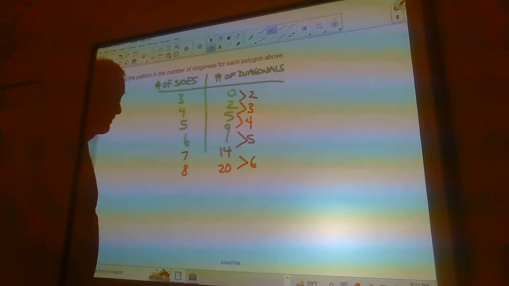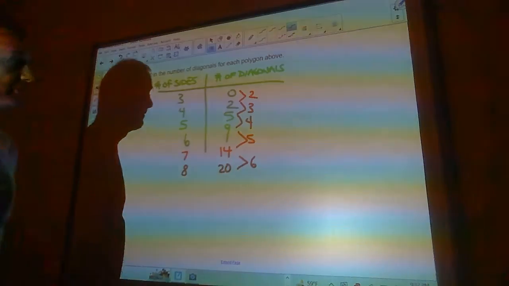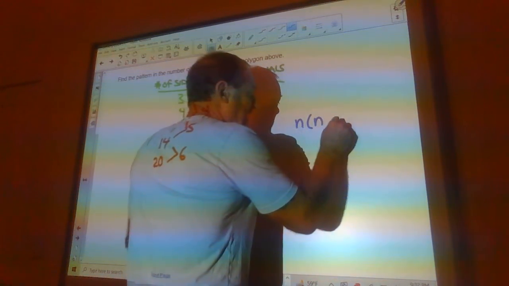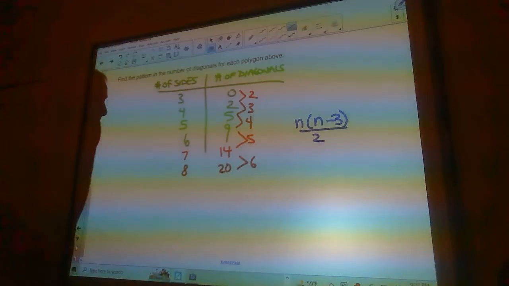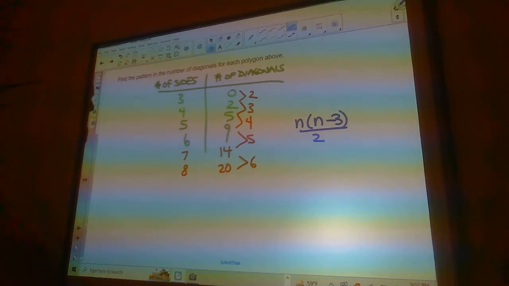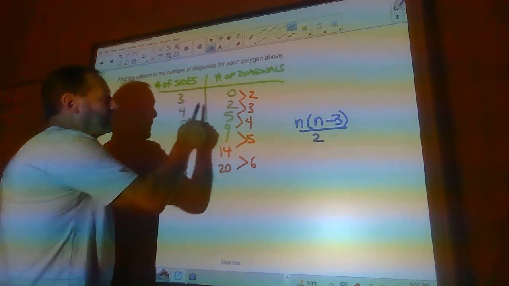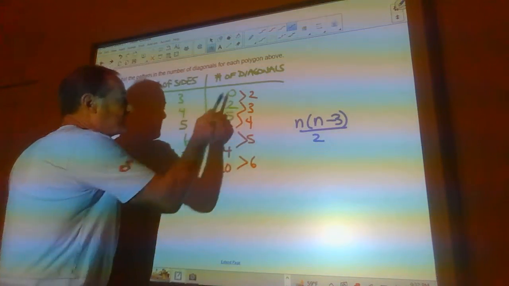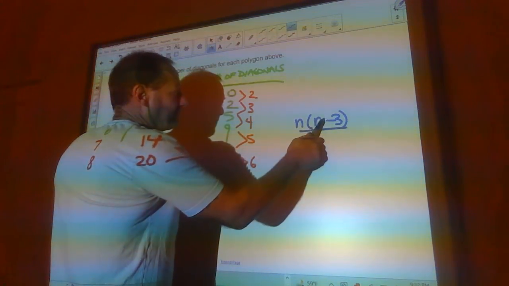Okay, now, there is a formula. That's a lot more difficult to figure out. You can get n times n minus 3, divided by 2. That will tell you how many diagonals it has. Okay, so in this case, I would put n as 3. So I put in 3 and 3, and that'd be 3 times 0 divided by 2, which would be 0. If I put in 4, that'd be 4 times 4 minus 3, that'd be 1.